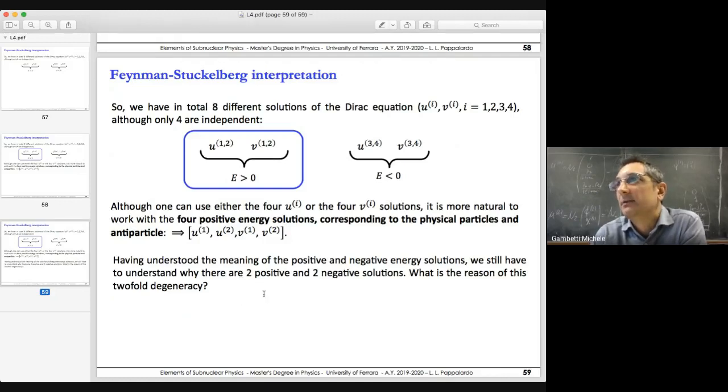Now, having understood the meaning of positive and negative energy solutions, we still have to understand why there are 2 positive and 2 negative solutions. So what is now the interpretation of this twofold degeneracy here? And this we will see next time, next Wednesday. Quindi oggi ci fermiamo qui, continueremo poi mercoledì prossimo e cercherò anche di spiegare appunto perché in realtà abbiamo questa degenerazione doppia, perché ne abbiamo 2 soluzioni per ciascuna di queste.